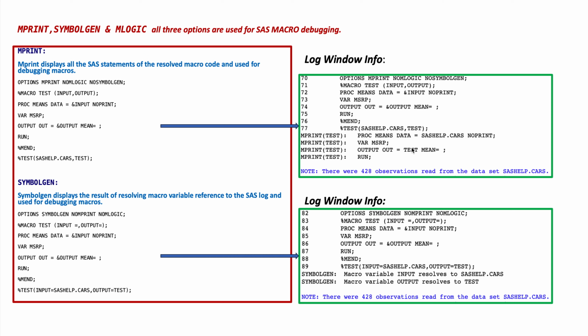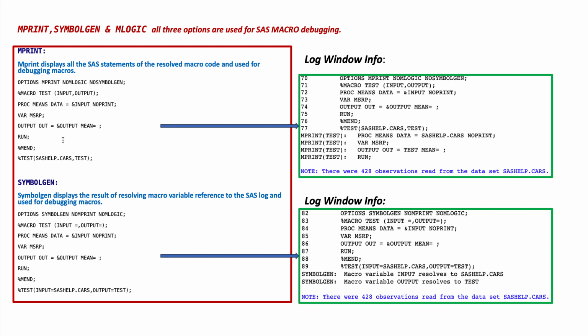Second one is SYMBOLGEN. SYMBOLGEN displays the result of resolved macro variable references in the SAS log and is used for debugging purposes. That means in case of SYMBOLGEN, it displays only the resolved macro variable value. Here we use options SYMBOLGEN, NOMPRINT, NOMLOGIC. That means only SYMBOLGEN is activated.